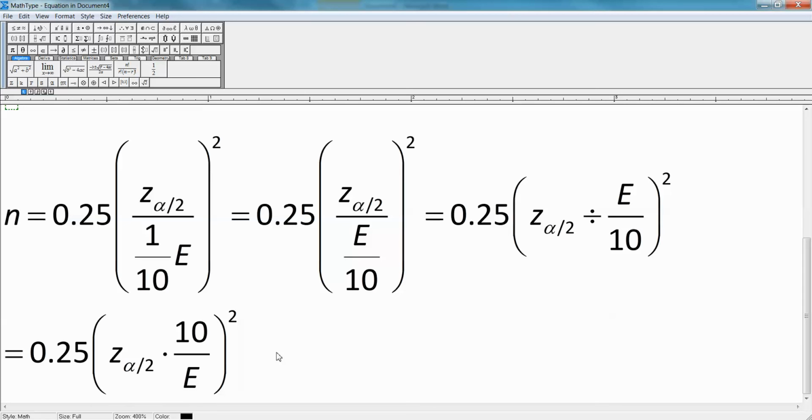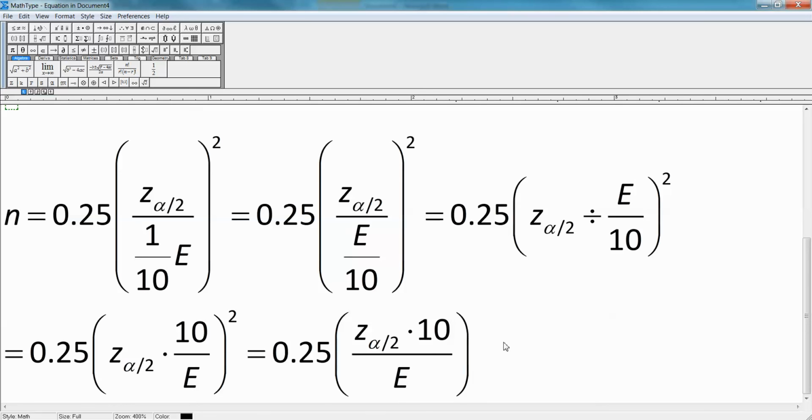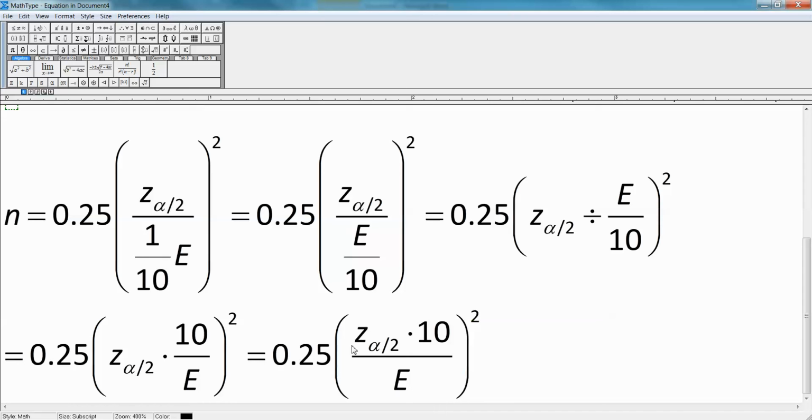Well, here, let me write this out. This is 0.25 times, and again, there's a lot of algebra-y ways we can do this. This is just the way I'm thinking of right this second. But I can say, okay, look, this is really z alpha over 2 over the error. I can shift that error and kind of shove it under here because it's in a numerator. Or here, let me put it this way. Here, times 10 over the error squared, right?